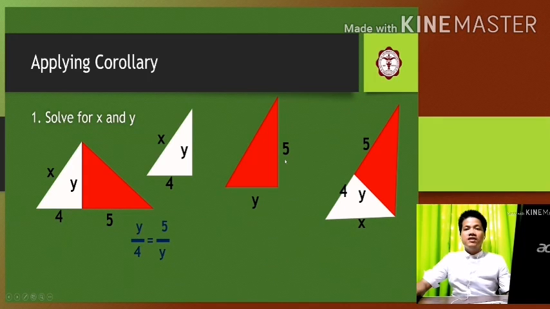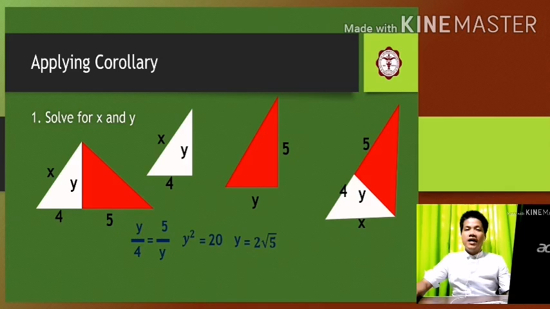With the given proportions, we can now solve for y. So to solve for y, we have to apply cross multiplication, and y times y, that will give us y squared, and 4 times 5 is equal to 20. Since we are solving for y, we need to get the square root of both sides. The square root of y squared is equal to y, and the square root of 20 is equal to 2 square root of 5. So the value of y is equal to 2 square root of 5.